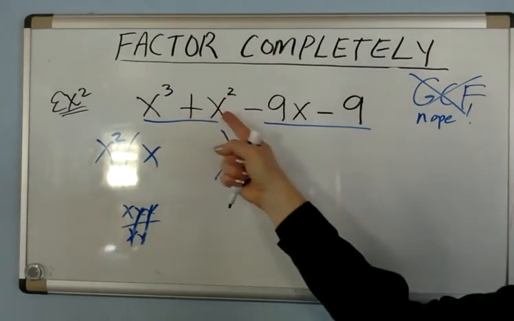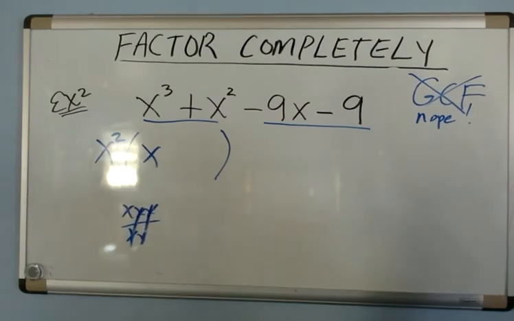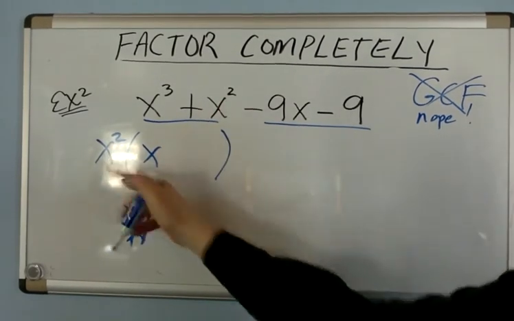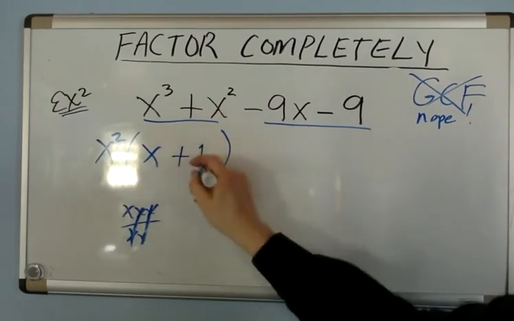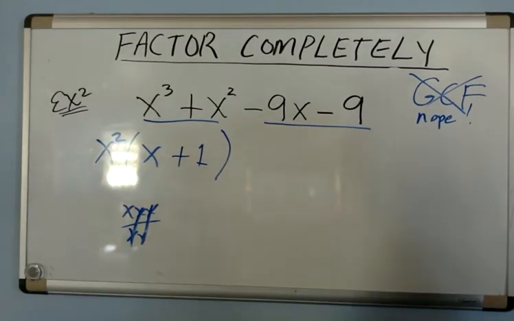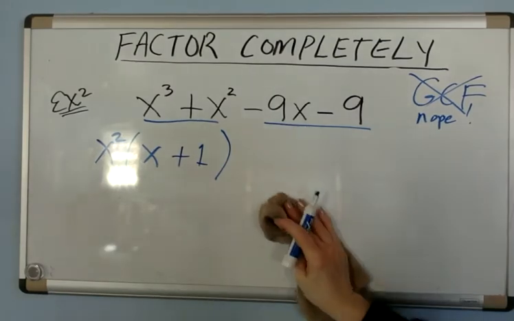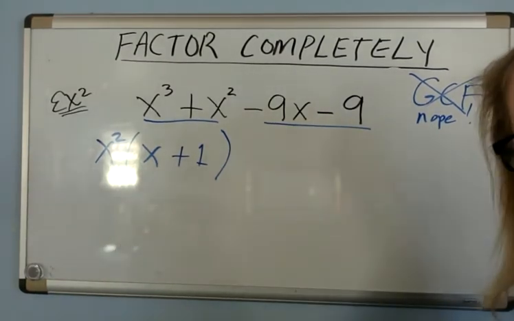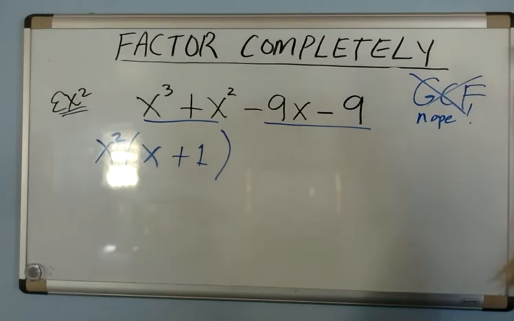Now we divide positive x squared by x squared. Well, I'm dividing something by itself. Anything divided by itself is just 1. So that ends up being x squared times x plus 1. Looks like I'm going to have to move it over so you can see it. X squared times x plus 1. Okay, maybe you can see it.